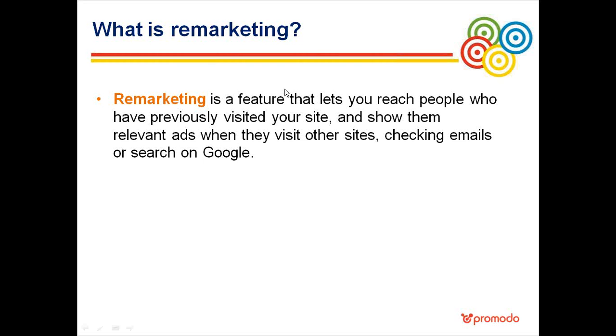So remarketing is a feature that lets you reach people who have previously visited your site. You can show them relevant ads when they visit other sites, check emails, or search on Google. 100% you have seen such ads before. Remember those ads of the same brand which appear on different websites? This is remarketing. So how does this process look?